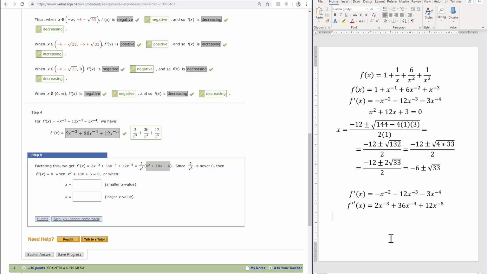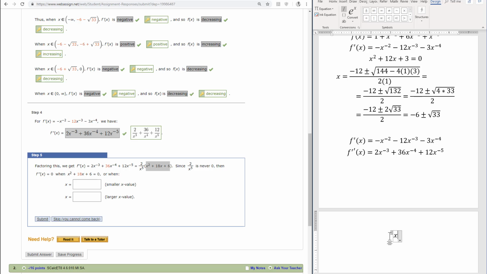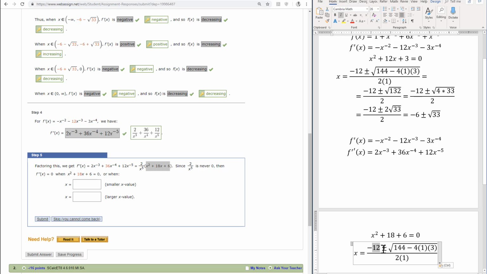I think we might need to go to the next page here. We have x squared plus 18 plus 6. Oops. Let's make this into that. This is equal to 0. And so the quadratic, I'm going to use this as a template for my quadratic formula. This is b, negative 18. Oh, this is negative 18x.